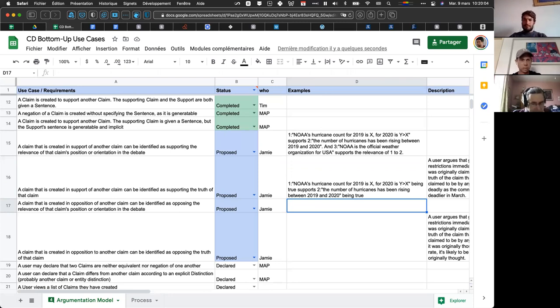A claim, okay, next one. A claim that is created in the position of another claim can be identified as opposing the relevance of that claim's position orientation in the debate. That is actually a hard disagree for me. Because it's sort of explicitly saying, well, it's not explicitly saying how you're going to model it. No, it's not that. It's about, this may not be true.